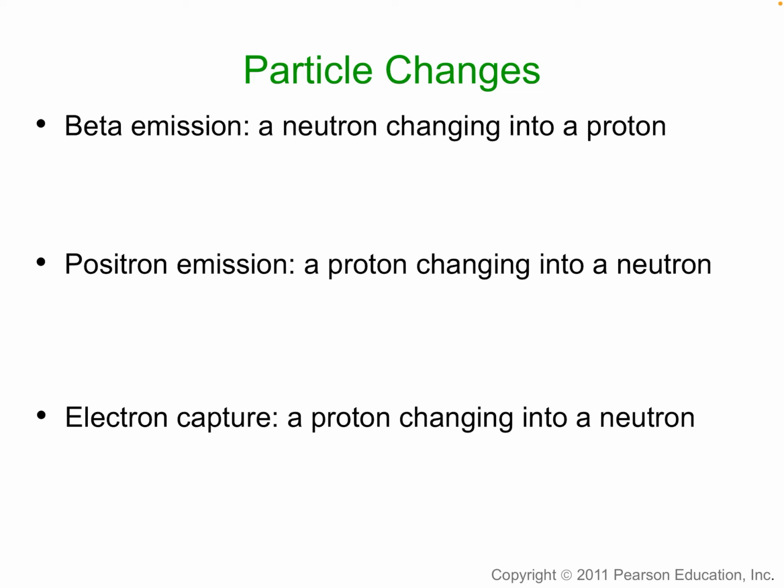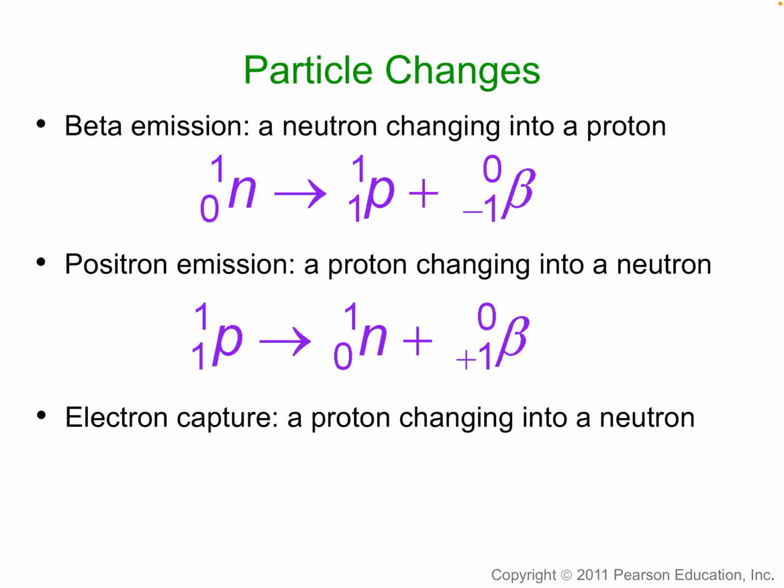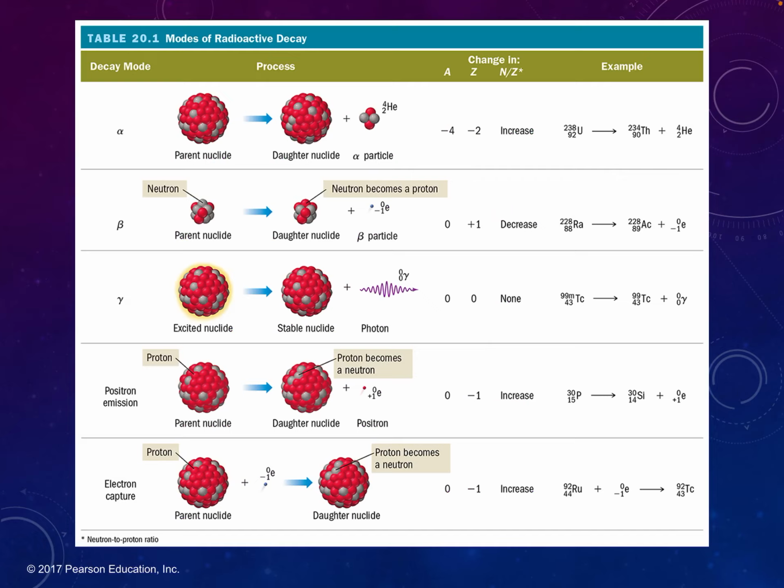So here is a summary of the particle changes. I've left off alpha decay and gamma emission because those aren't particle changes. This is when something is turning into something else. Like beta emission, we have a neutron that's changing into a proton. And then in positron emission, we have a proton that's changing into a neutron. Remember that those are opposite. And then electron capture is where a proton changes into a neutron, like our positron emission, but it's happening in a different way. So this is just to sum up so that you can really visualize those. And then here are all the different types of decay.